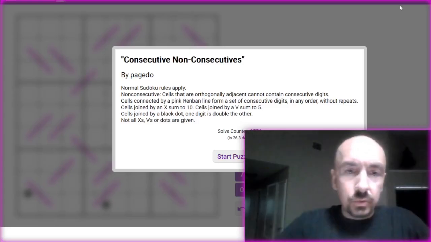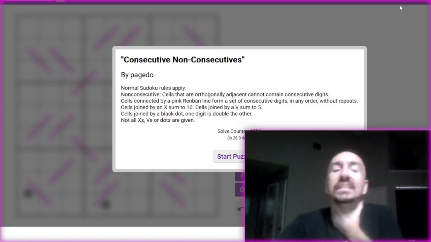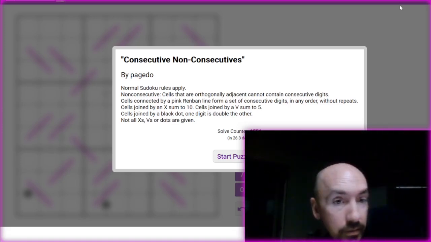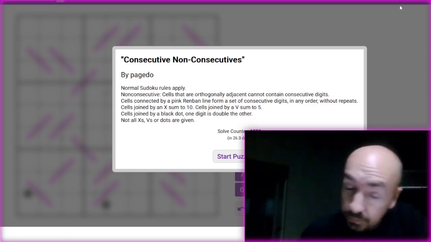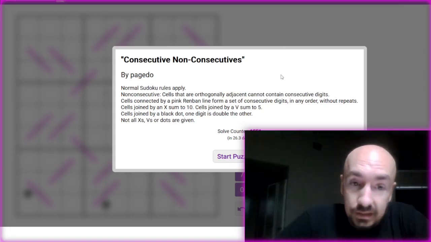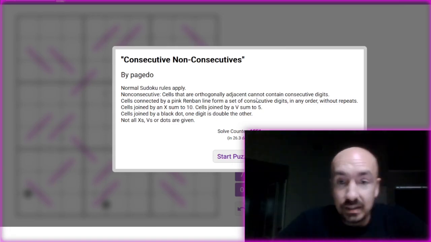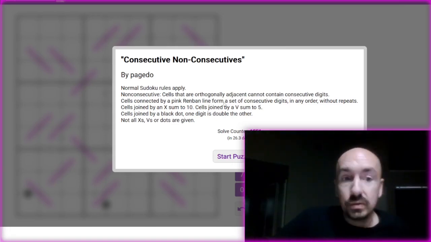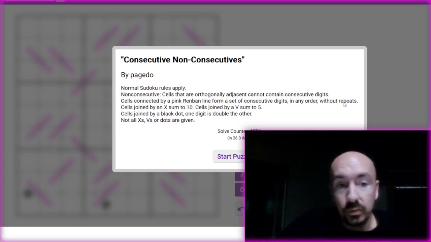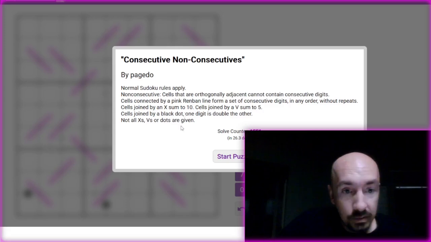My name is Sudoku. Today we have Consecutive Non-Consecutives by Pagito. Not sure. Okay. Normal Sudoku rules apply. We have non-consecutive, so cells that are orthogonally adjacent cannot contain consecutive digits. Cells connected by a pink Renban line form a set of consecutive digits in any order without repeats. We have X sums and V sums, and then we have black Kropkis. Not all X's, V's, or dots are given. All right, let's see what we got.